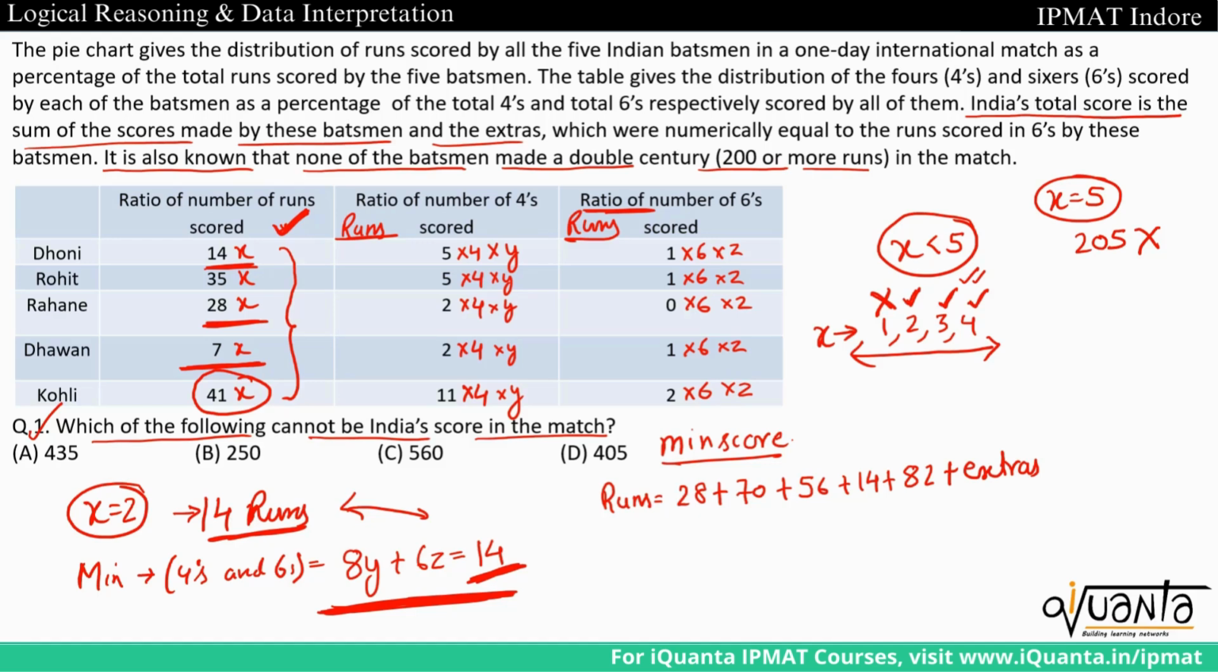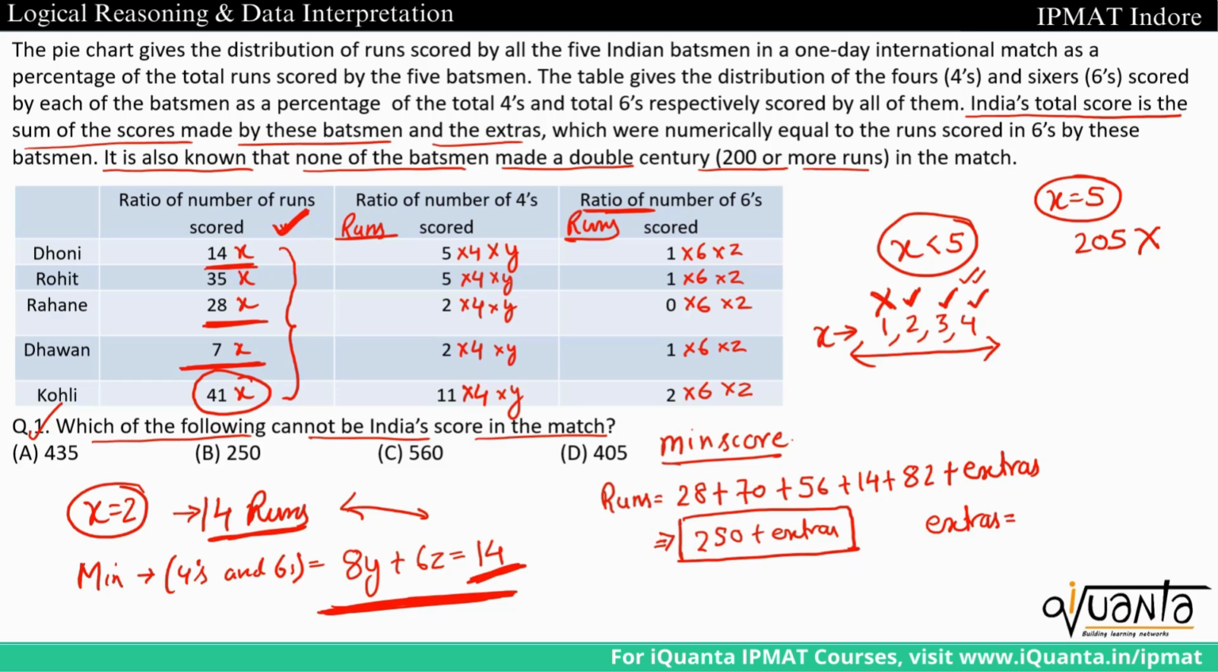So if I calculate the minimum runs, then 28 plus 70, that means 98, plus 56. This sum gives me 250 plus extras. So that means runs will be equal to 250 plus extras. So now let us try to find out the extras. What were the extras? Extras were the number of runs scored in sixes by all batsmen.